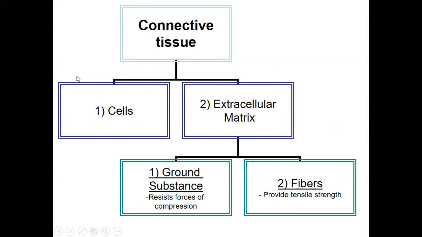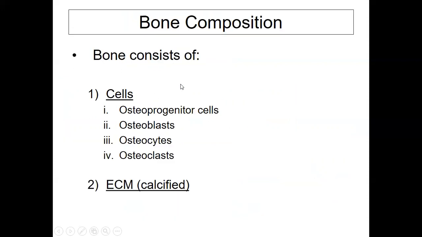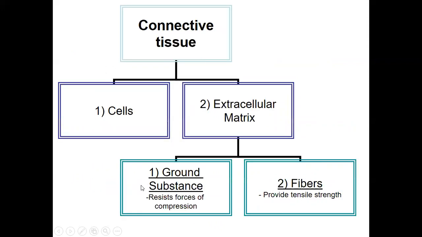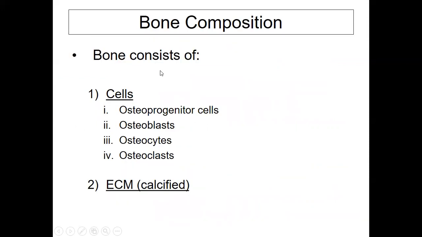The components of connective tissue are cells and extracellular matrix. Now come back to the bone composition. The bone also consists of two components: the cellular component and the extracellular matrix. Same as here, it is composed of cells and extracellular matrix.